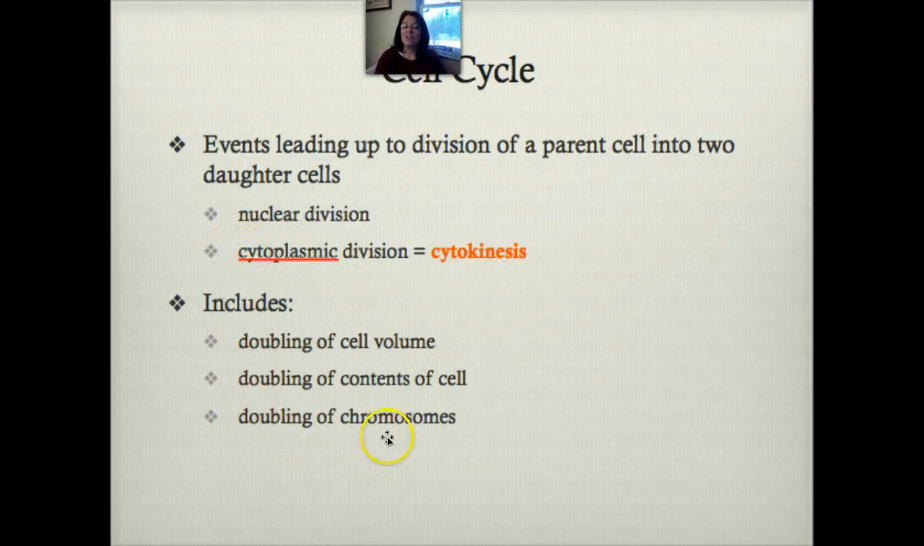Now, there's a lot of things going on during the cell cycle that you can't see under the microscope. And these are the processes which prepare the cell for nuclear division and cytoplasmic division. These include doubling the volume of the cell, doubling all of the contents of the cell, and doubling the chromosomes. Everything has to be doubled or copied before it can be split or divided into each of the new daughter cells.